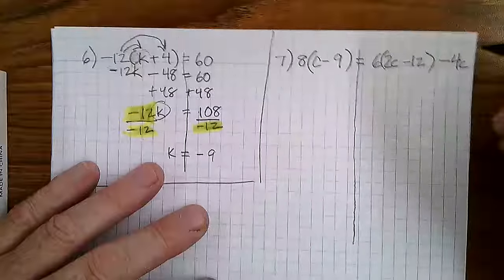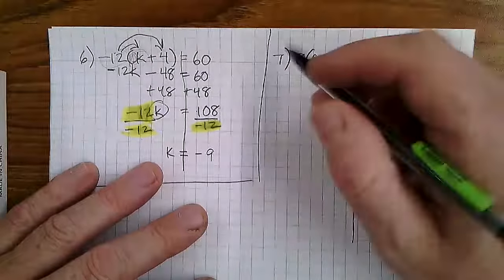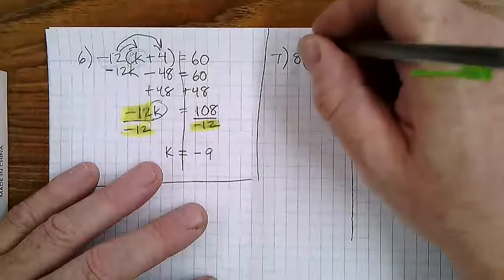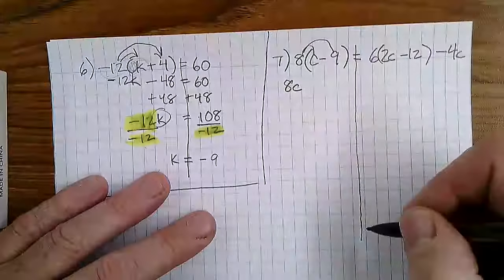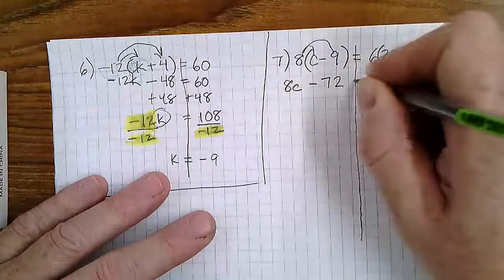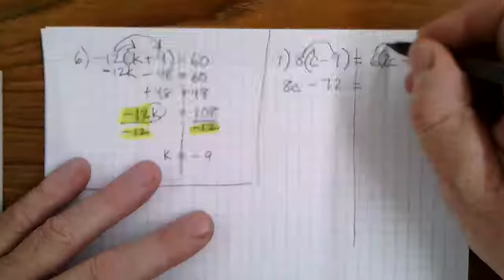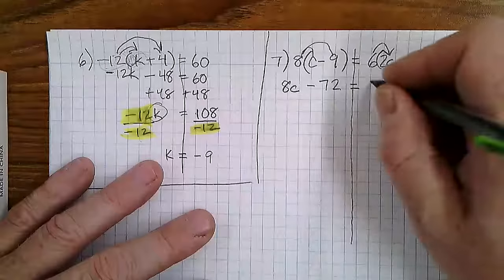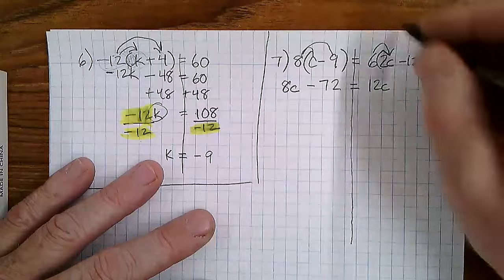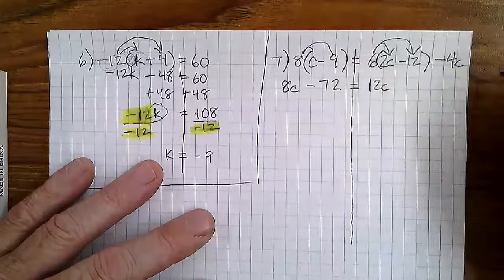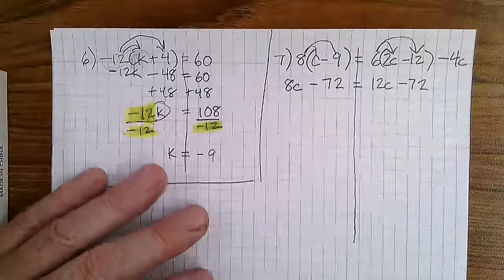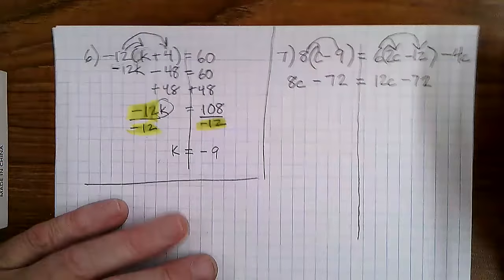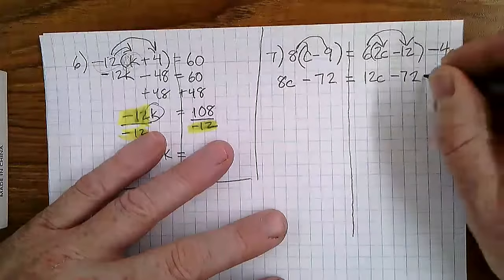All right, so let's get rid of our parentheses by multiplying. Distributive property. So 8 times c is 8c. 8 times negative 9 is negative 72 equals, so 6 times 2c. So just do 6 times 2 is 12. Tack your c on. And now we're going to do 6 times negative 12, which gives you negative 72. When I was learning my math facts growing up, I had to learn 11s and 12s. So 12s don't give me any trouble. And then minus 4c.